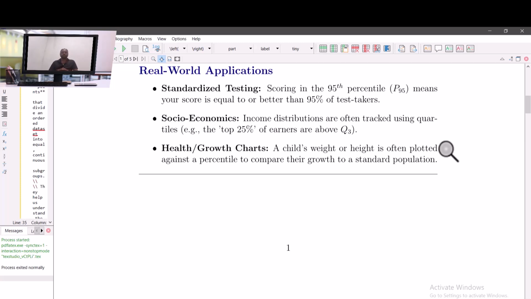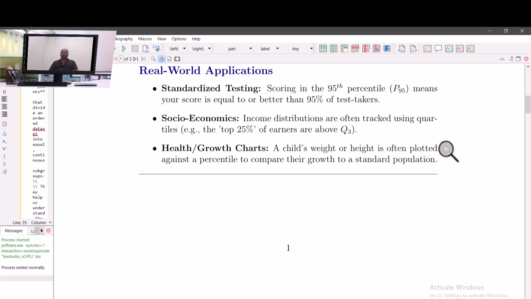2. In socioeconomics, income distributions are often tracked using quantiles, usually quartiles. For example, the top 25% of earners, or high incomes, are above quartile 3, right? Meaning the top 25%, because quartiles divide the given data set into 4 equal parts. The last 25% is nothing but the top 25% of earners. The other side is nothing but low income.